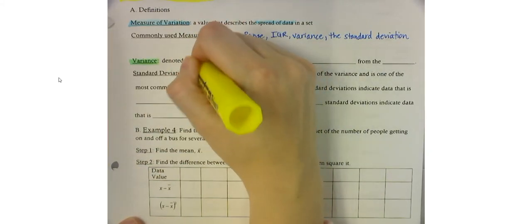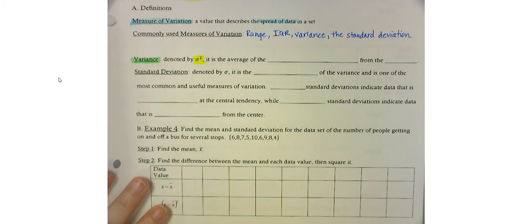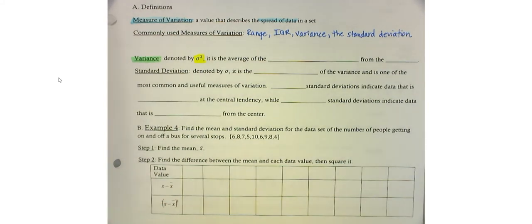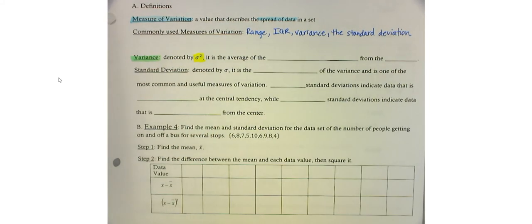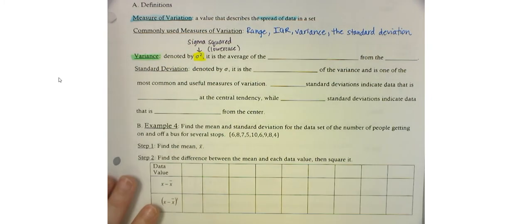Okay, and this is the lowercase sigma. The uppercase looks like an E. Yep, it's for the sum. Okay, so the sigma squared, that is the average of the squared differences from the mean.